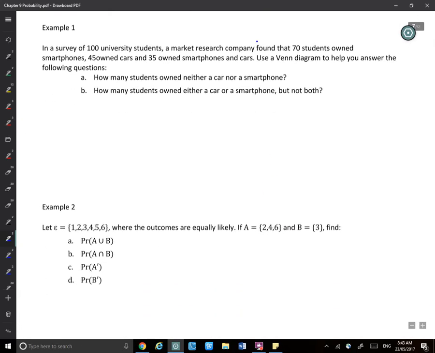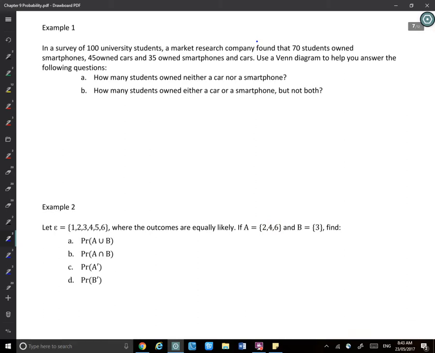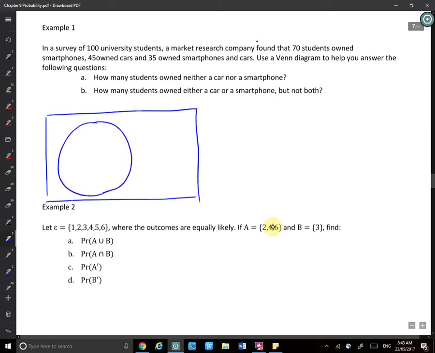And we use a Venn diagram to think about other questions. We have a survey of 100 university students. A market research company finds that 70 students own a smartphone, 45 own cars, and 35 own both a smartphone and a car. Use a Venn diagram to help you answer the following questions. So you will have 2 events: smartphone, and car.